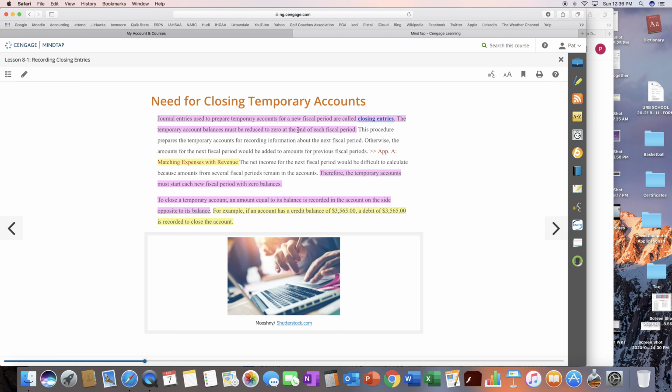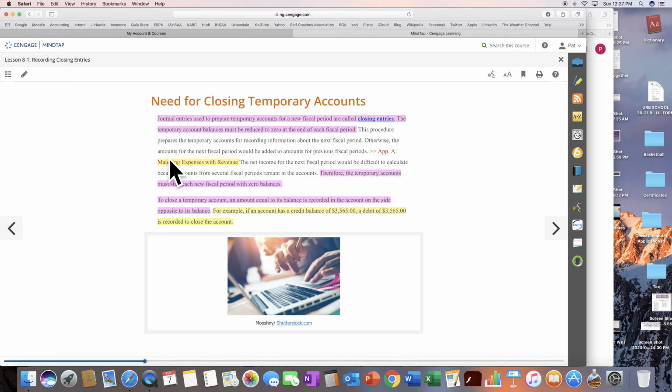All right, so why are we doing this? Journal entries to prepare temporary accounts for a new fiscal period are called closing entries. The temporary accounts must be back to zero, so we kind of just talked about it, a little redundant. But closing entries are the journal entries to get our account balances to where we want them for the next fiscal period. And what we want is the temporary accounts to have zeros.